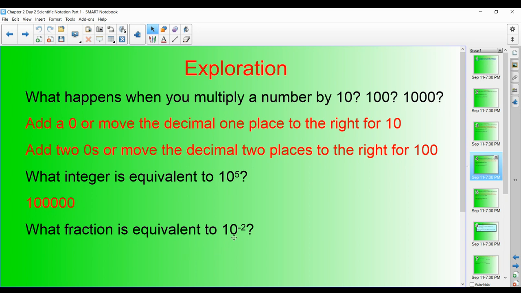Now 10 to the negative second, we learned how to convert it to a positive exponent in a previous lesson. So it'd be 1 over 10 squared. 10 squared is 100, so it's 1 divided by 100. And we could read this as 1/100th, or 0.01. So with a negative exponent, the decimal is going to the left, and with a positive exponent, the decimal is going to the right.